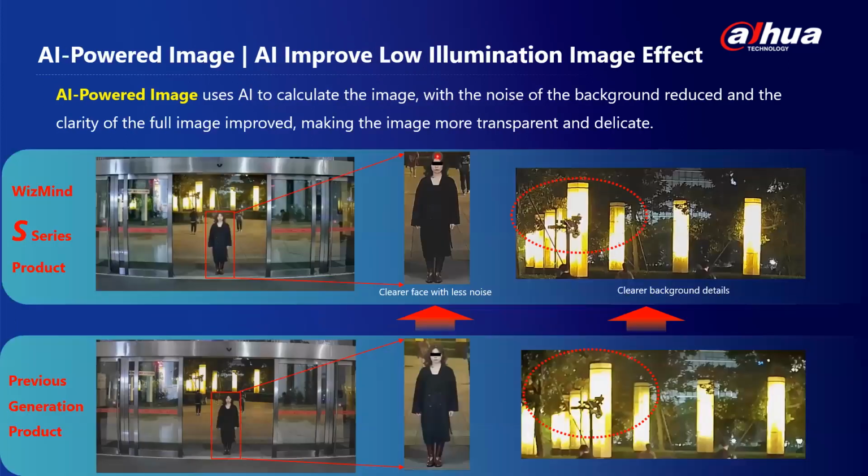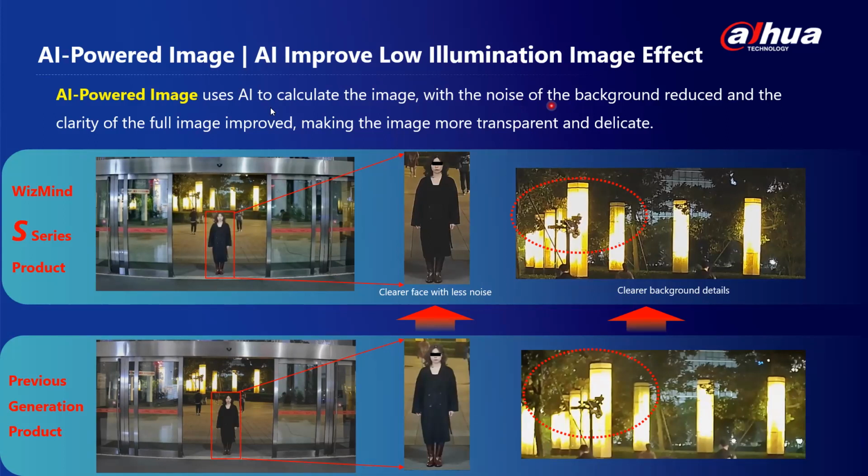So more into it, we have the AI improved low illumination image effect. This AI powered image uses artificial intelligence to calculate the image, with the noise of the background reduced and the clarity of the full image improved. In this case, it makes the image more transparent and more delicate. All the noise reduction in the background is done by the AI 3D noise reduction.